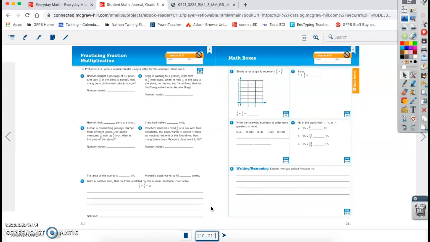Yep, so next pages we're going to look at are page 210 and 211. On 210, you're going to be practicing fraction multiplication. So all you have to do is read your problems and understand what you're doing. So it says Hannah brought a package of 12 pens. She took 2/3 of the pens to school. How many of the pens did Hannah take to school?